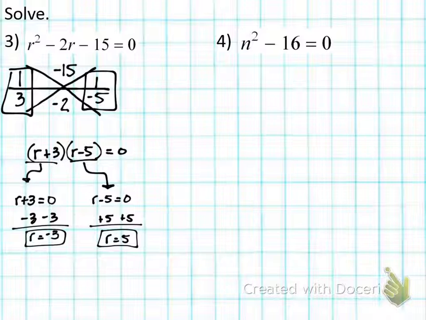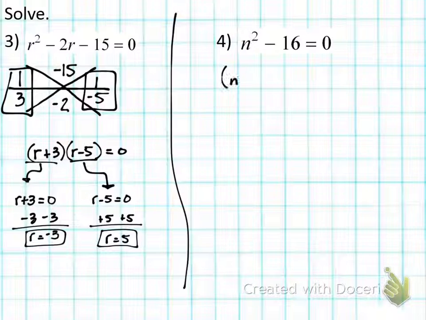Okay, good. Number 4. Can we use an X box in number 4? No. Yeah, we can. What's B equal to? 0, right? But what kind of form is this to factor? Difference of squares. What is it, everyone? Good. So you should be writing n plus 4 times n minus 4 is equal to 0. Finish up my problem, please. Go.